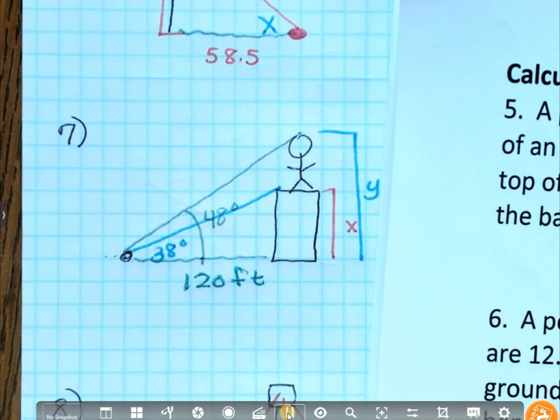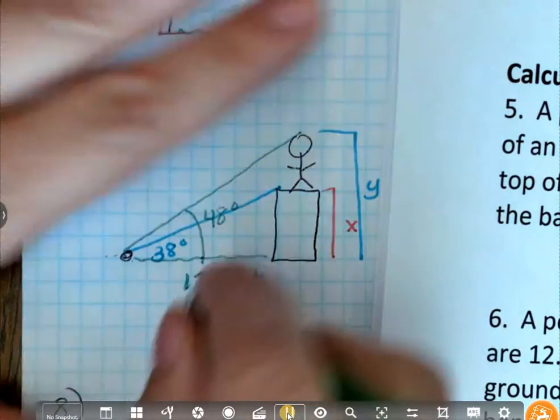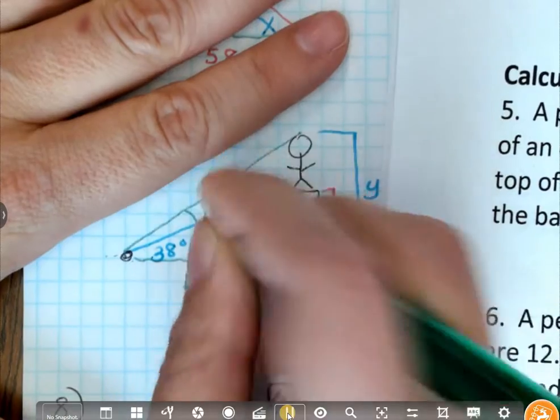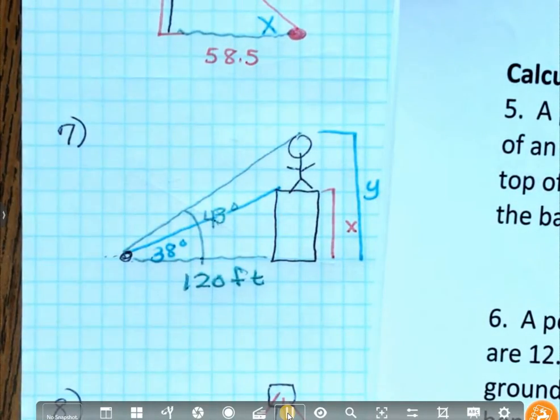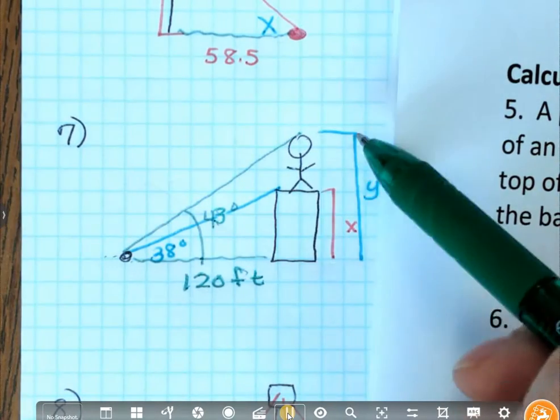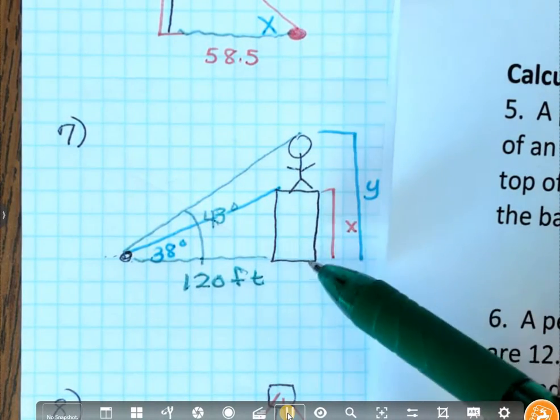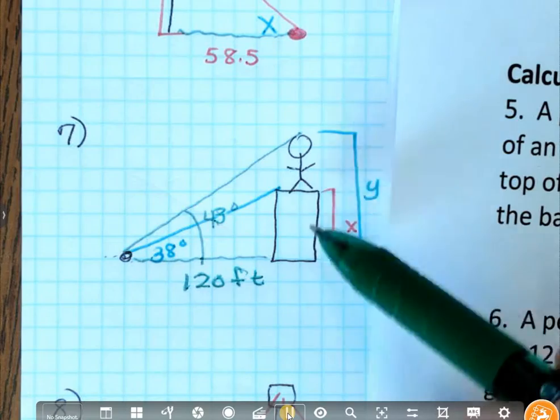Did I say 48 and it was 43? Thank you. I just wrote the wrong thing. It's all right. I will fix that. 43. What do you think I'm going to use to find the height of the statue? If I have this and this, the difference, subtract.